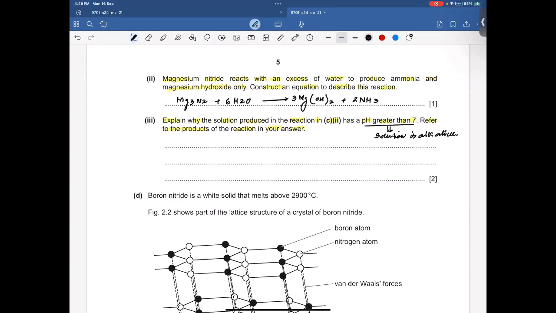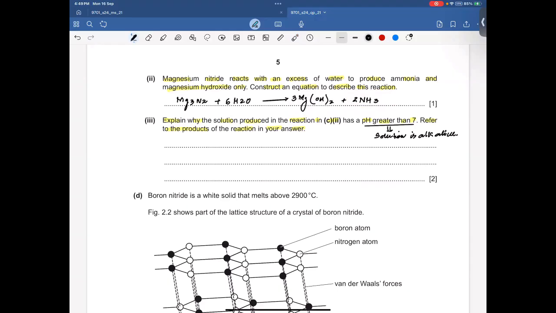All right. And the solution is alkaline because we have magnesium hydroxide. Magnesium hydroxide is an alkali, and all alkalis donate hydroxide ions in aqueous medium. Just because of that, the solution is alkaline, which shows pH greater than 7. Also, ammonia is given off, which is also an alkaline gas. So this will show the pH greater than 7.